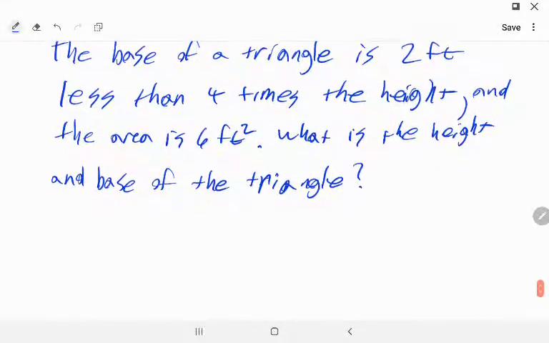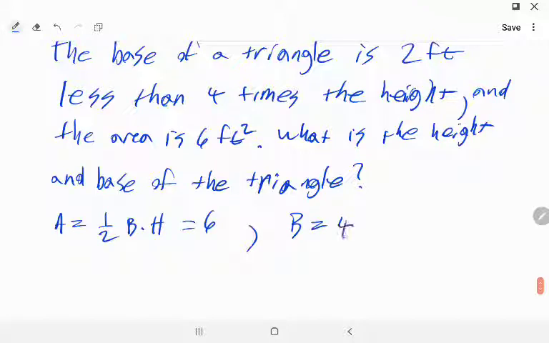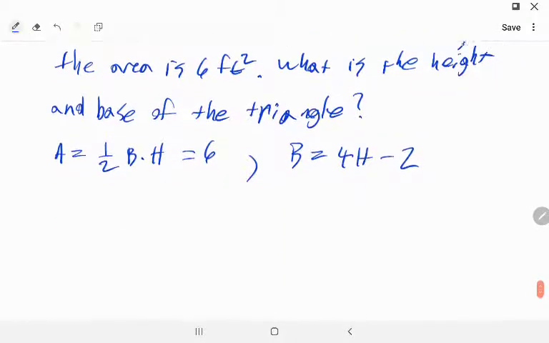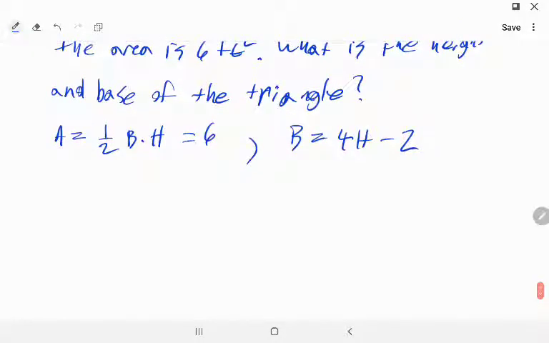So we notice that we're starting with area is 1/2 base times height, and we know that has to equal 6 square feet. We also know that the base is 2 feet less than 4 times the height, so we're saying 4h minus 2. So you have to be careful to take that 4h minus the 2 because we're saying 2 feet less than, so we don't want to take 2 minus 4h. That would cause complications.